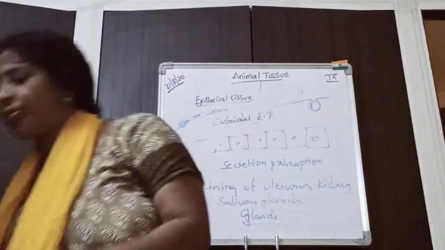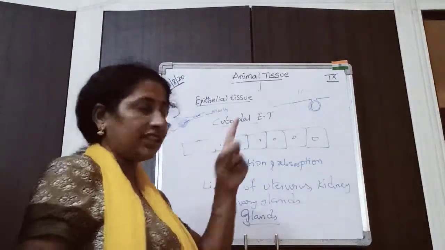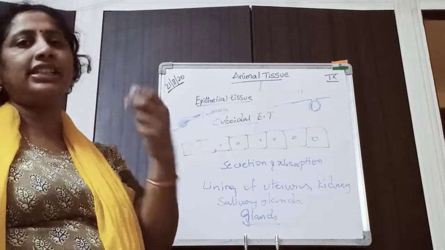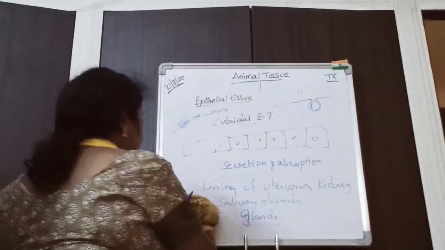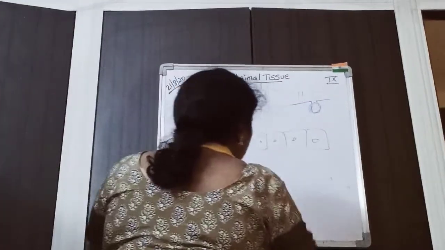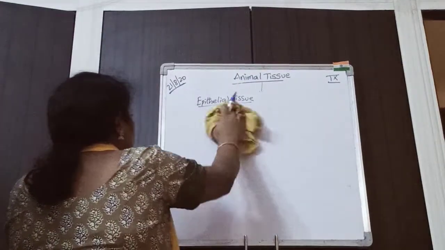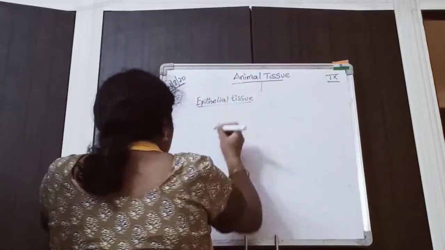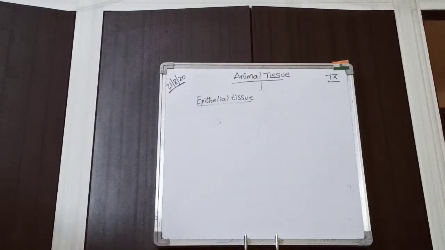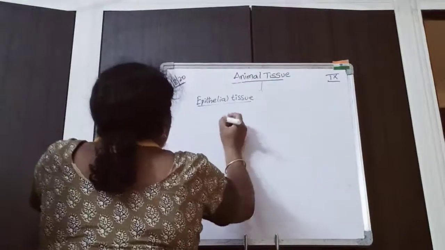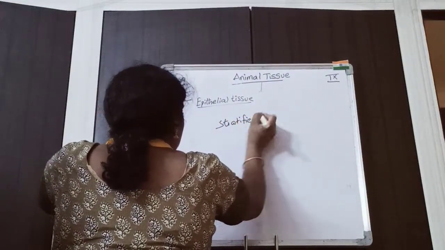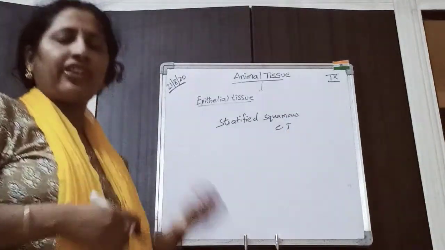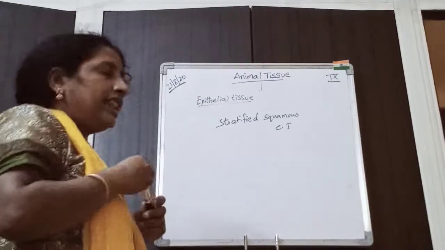Now, so in this we have seen cuboidal epithelial cell and glandular cuboid. So the cuboidal epithelial cell sometimes forms glands. They are called as glandular epithelial cells. Okay. Next, the last one is stratified squamous epithelial cells. Stratified squamous epithelial tissue. Okay, the last one is, this is same.